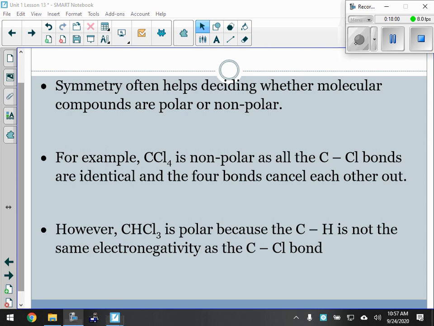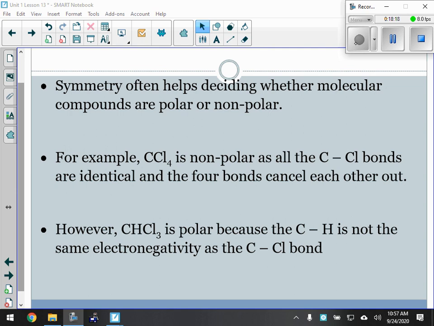Symmetry is often going to help us decide whether these molecules are polar or not. So remember we had the CO2, symmetrical, and they cancel each other out. H2O didn't look like that. It had an angle to it, right? So it wasn't quite symmetrical. It wasn't the same all the way around.